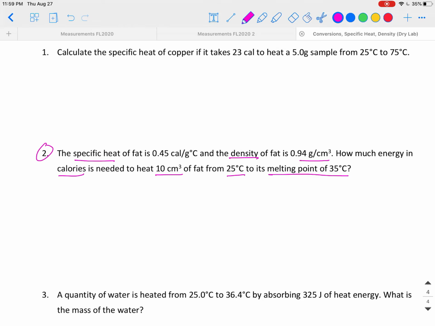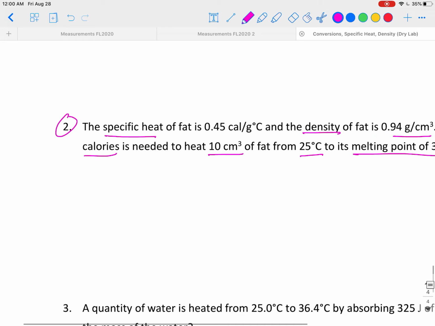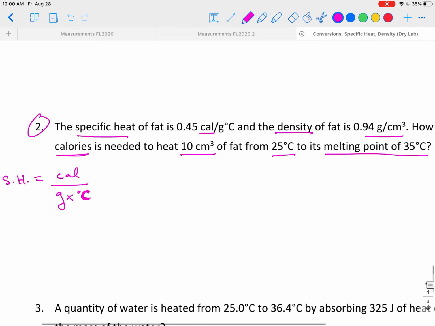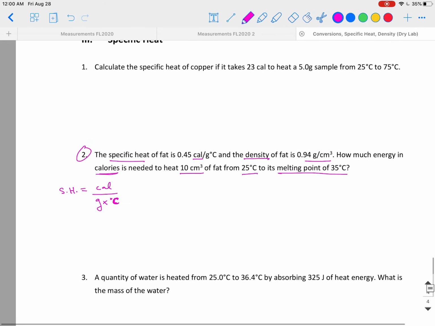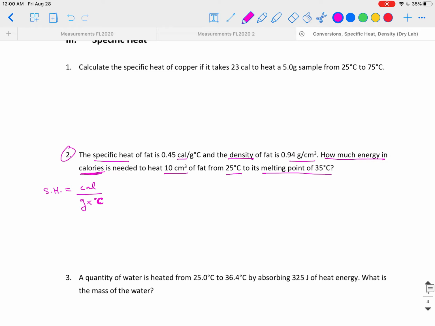Well, let's write out the equation for specific heat. If you remember, specific heat equals our energy term, and notice we're working in calories and we want our answer in calories. So I'm going to write calories here per gram times change in temperature, okay? Change in temperature, not a static temperature. So we will get the change in temperature for that. Now, we're solving for, let's reread the question. How much energy in calories? So we're trying to solve for calories here.